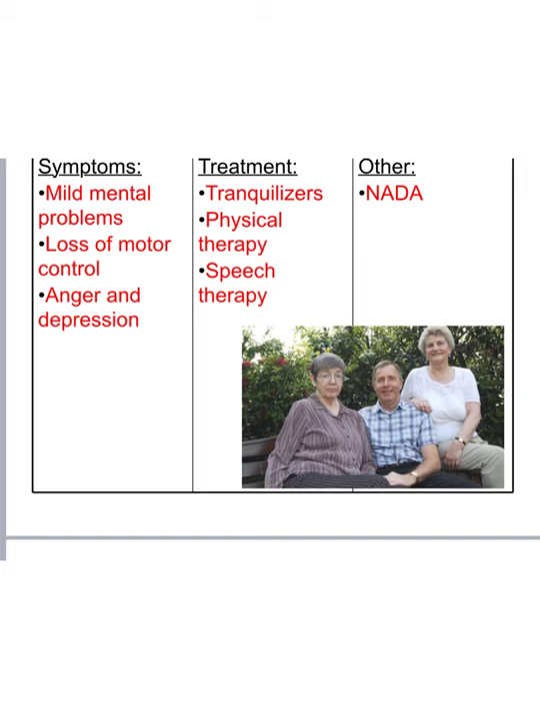3 symptoms: mild mental problems, loss of motor control, so they'll eventually probably be in a wheelchair. They get very angry and depressed. Treatment: tranquilizers, and then just therapy, physical therapy and speech therapy. There is nothing in your other box. And that finishes our notes for genetic disorders.